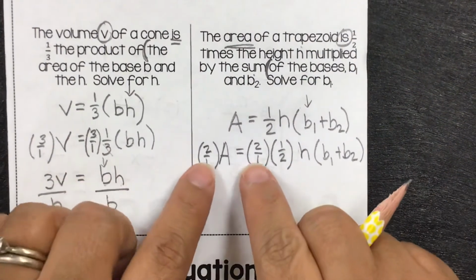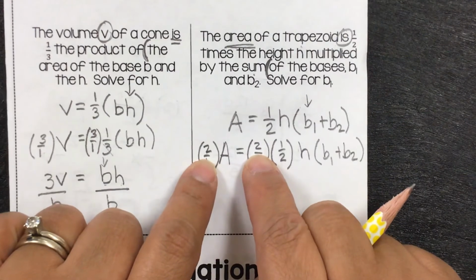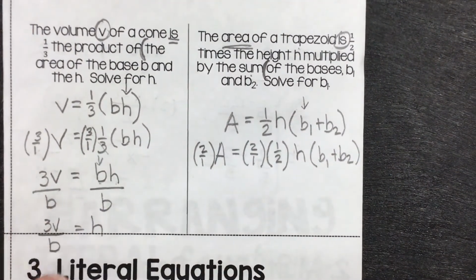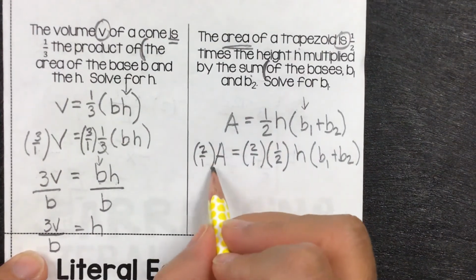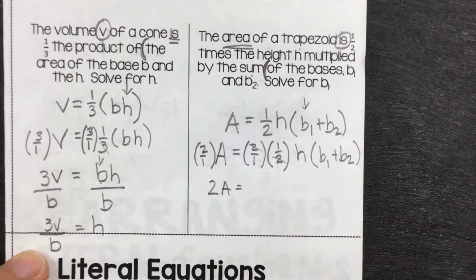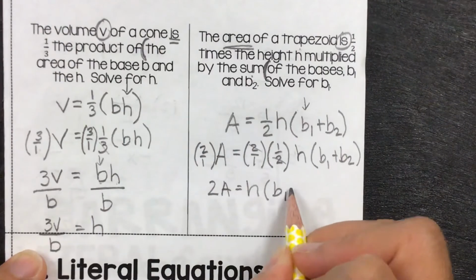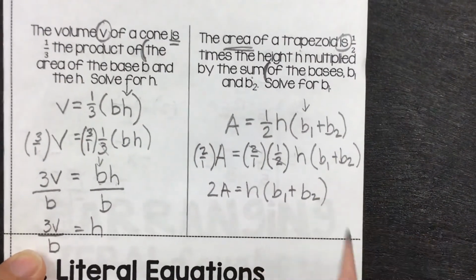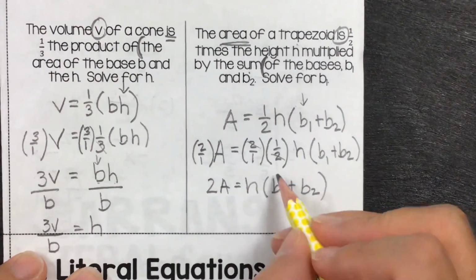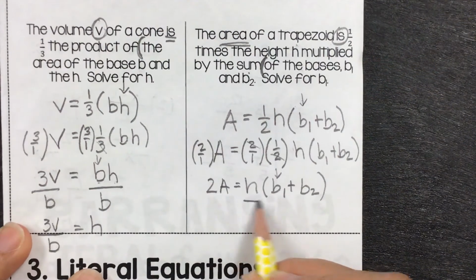I'm going to remind you 2/1 is 2. We are multiplying by 2 to both sides. I'm just calling it the multiplicative inverse to help you with your homework. 2A is what we have here. These simplified out, so now we just have h, B1 plus B2. And don't forget what you're trying to solve for. You're trying to solve for B1. So we still have to divide by this h.